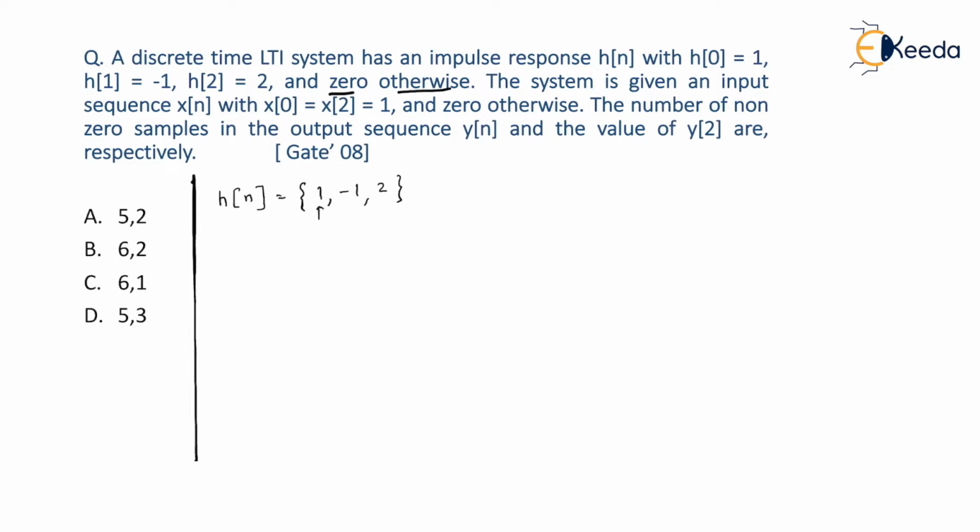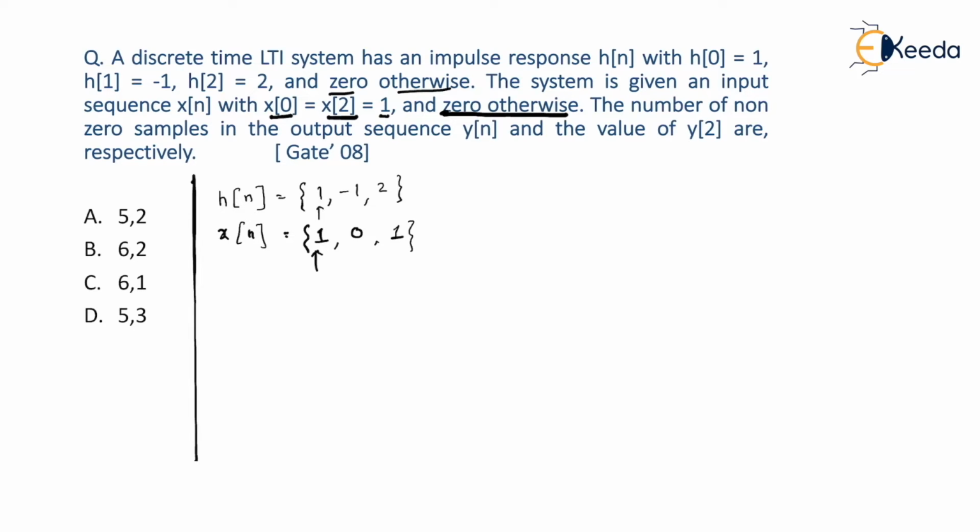So there are only 3 samples inside h of n. In fact, the length of the sequence h of n is 3. The system is given an input sequence x of n, with x of 0 and x of 2 equal to 1. So this is x of 0. The middle space is left for x of 1, and x of 2 is given as 1 and 0 otherwise. What does that mean? All other sample positions are 0. Again, an arrow mark can be shown here just to show it is x of 0.